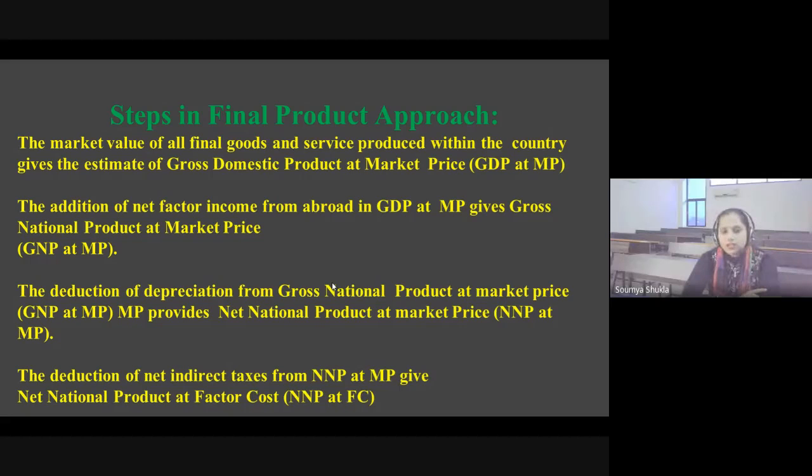The deduction of depreciation from GNP at the market price provides net national product at the market price. So the deduction of indirect taxes from net national product at market price gives net national product at factor cost. So these were the steps which involve the final product approach.